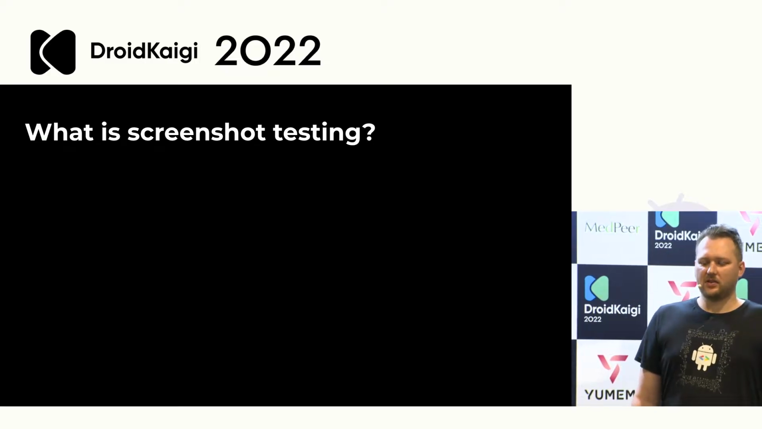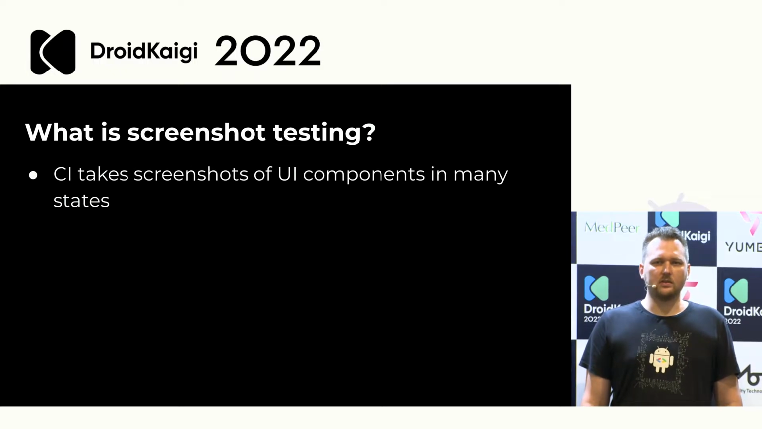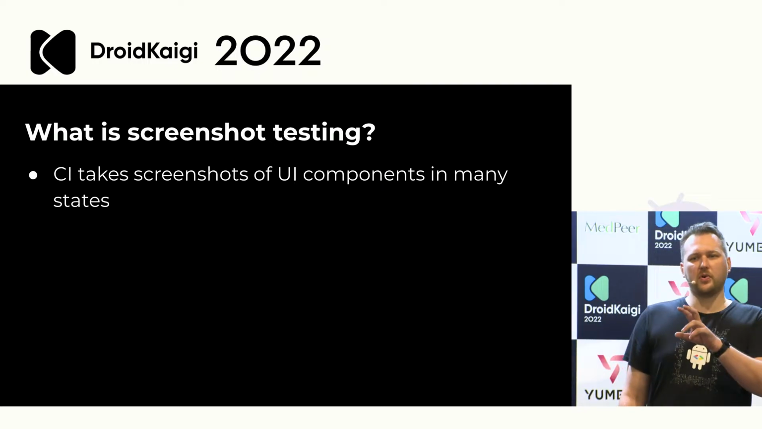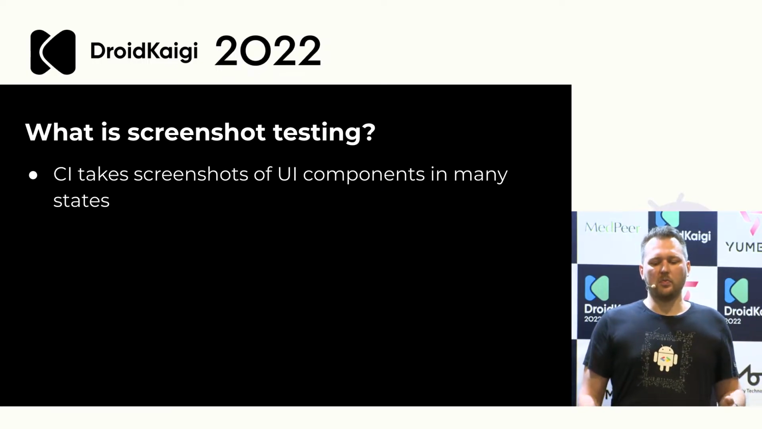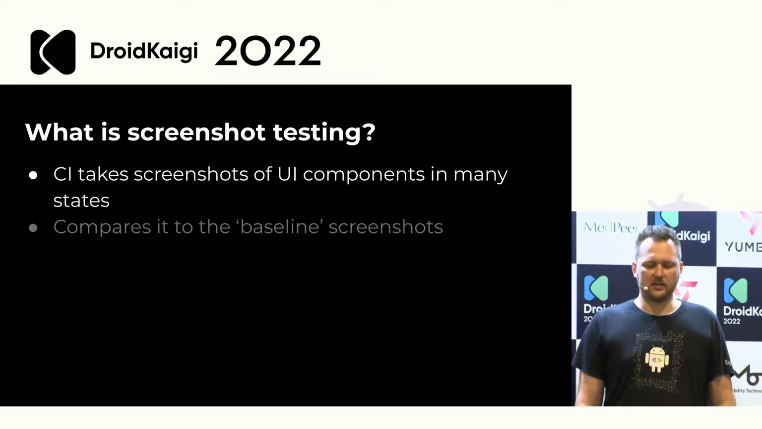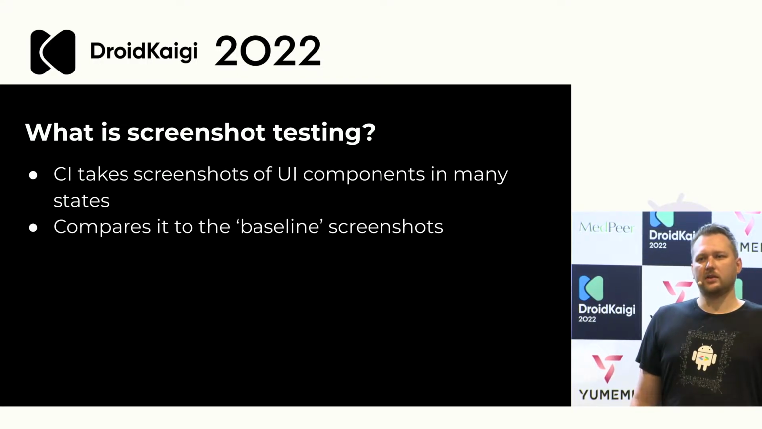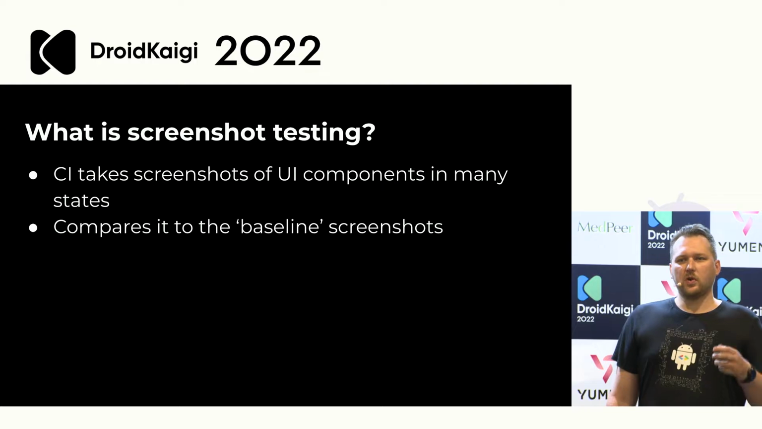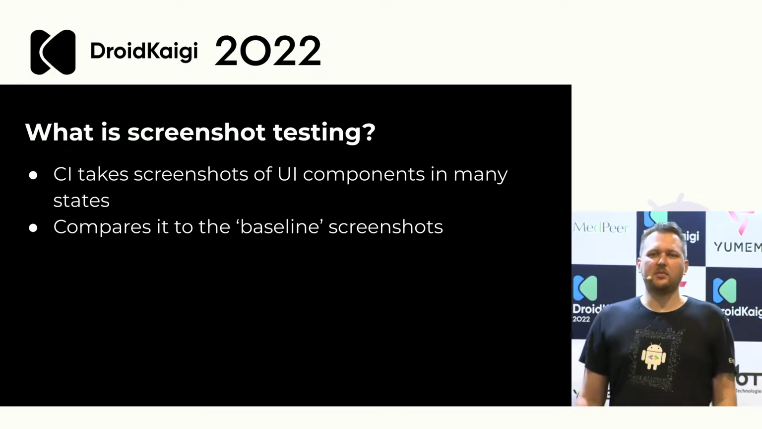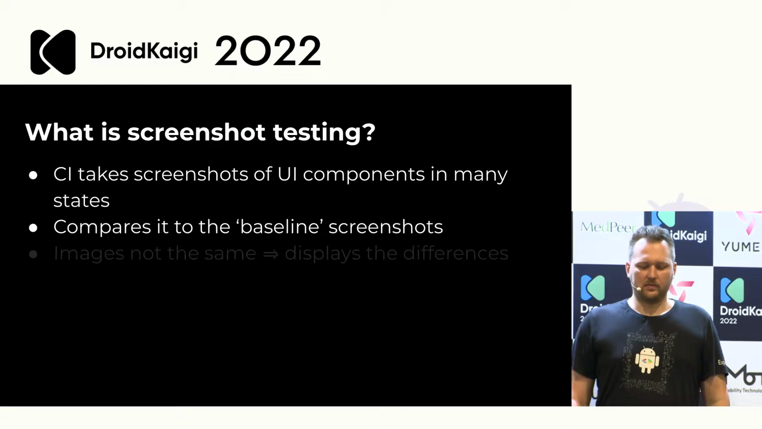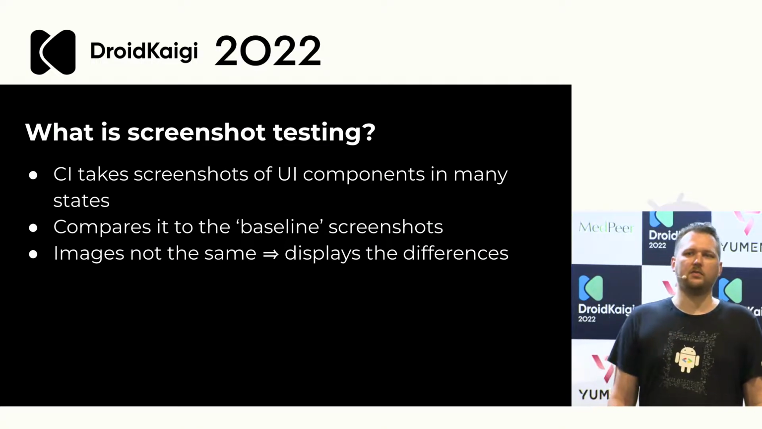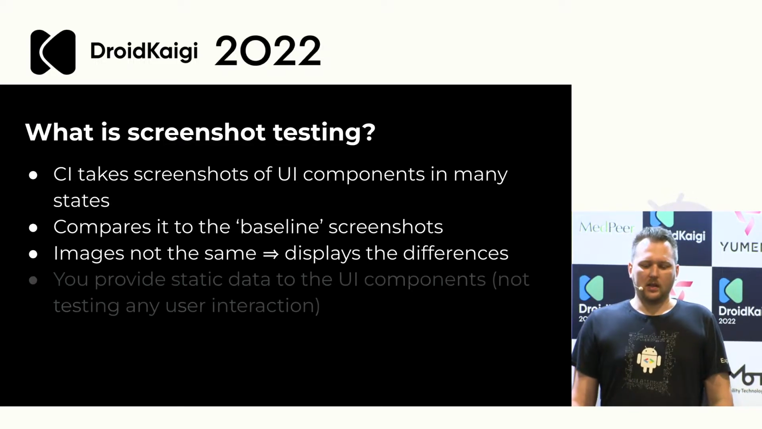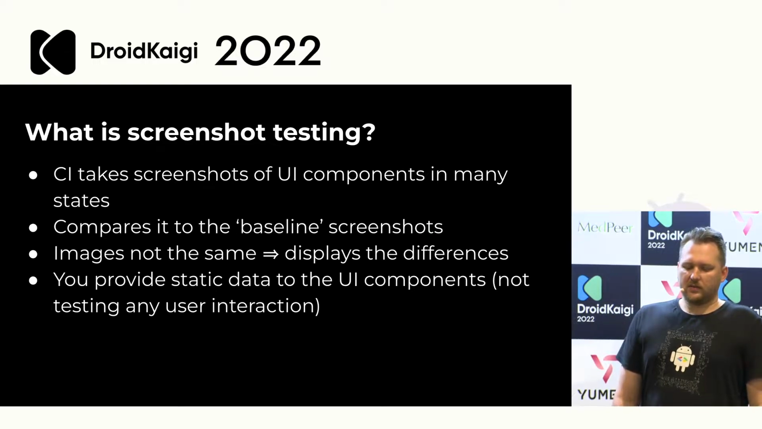So now, what's screenshot testing? Basically, screenshot testing is taking screenshots of your UI components in your app and then comparing these images in various states. So in your Git repository, you have a set of images called baseline, and you compare the new images to this baseline. If the images are different, the screenshot test fails. And if it fails, the CI should also display the differences between images, so you can see what's different.